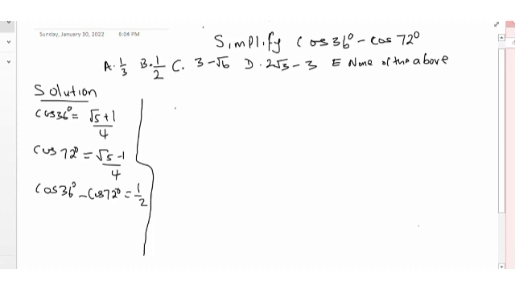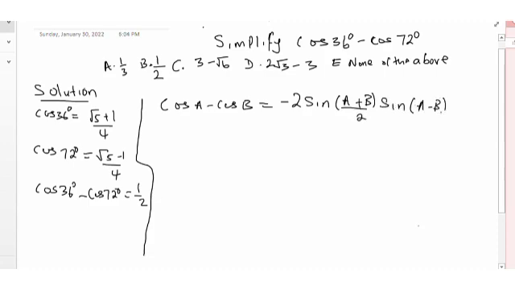Now, if you want to use the trig identity, which is not necessary for a multiple choice question, you can say cos A minus cos B is simply minus 2 sine (A plus B) over 2, then times sine (A minus B) over 2.